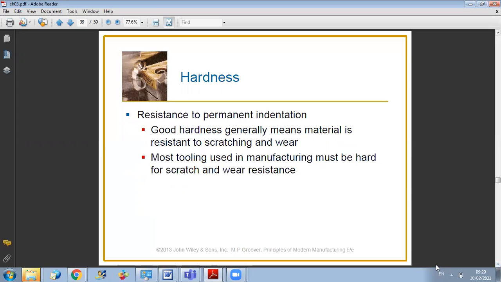So good hardness in general means that the material is resistant to scratching and wear, and it is a very important property for the tools that we use in manufacturing, because these tools will be in contact with the object to deform, and to use them for a long period of time, they should have a high hardness to resist scratching and wear. So most tooling used in manufacturing must be hard and have wear resistance.